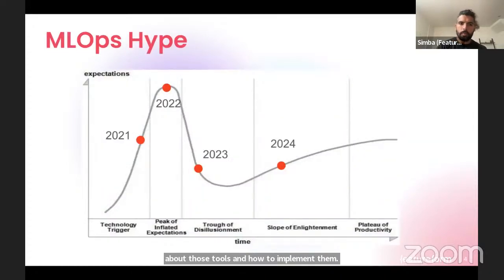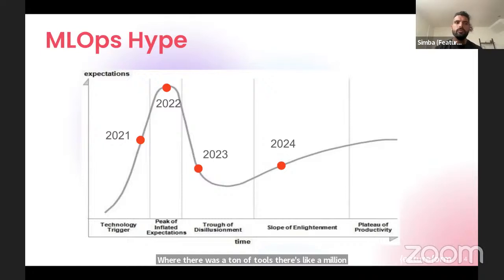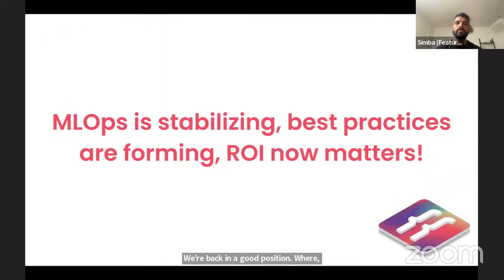I want to maybe take a moment just to talk about MLOps as a category, how it's changed over the years. I actually think that now is probably the most exciting time to be working in MLOps because we've kind of passed, there was almost this crazy bubbly hype stage that happened a few years ago, where there was a ton of tools, there's like a million tools. It wasn't really clear what worked and what didn't work. And it was too noisy and there wasn't a lot of value. And I think that kind of came to a crash in 2023. And now we're back in a good position where we're really focused on creating value with MLOps.